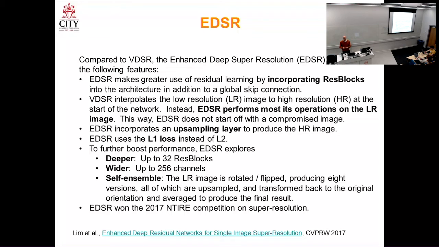That way, the network is faster, and also bicubic interpolation creates a bunch of artifacts. So why start off with a compromised image? Let's not do that. So it does most of the processing on the low-res image, and then it has an upsampling layer to create a high-res image. It also uses a different loss. It uses L1 instead of L2. The network is deeper and wider. Okay, so we have 32 of these res blocks and up to 256 channels.